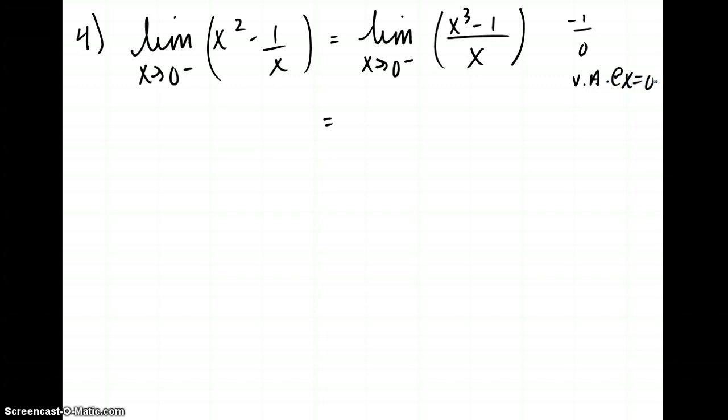We just need to determine, is it positive or negative infinity? So if we choose negative 0.9, when I cube that it gives me a negative, and then on the bottom it'll be a negative. So the behavior of the function is that it would approach positive infinity.